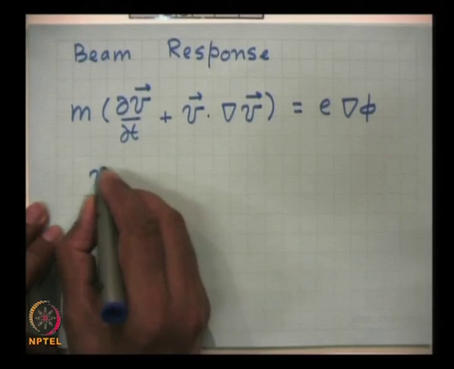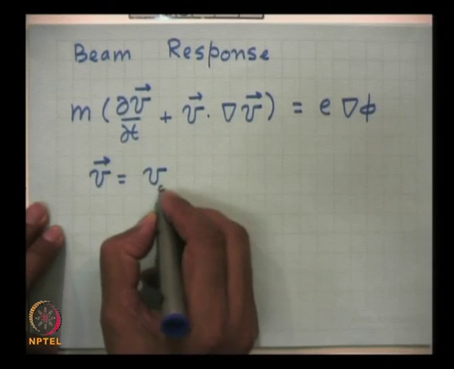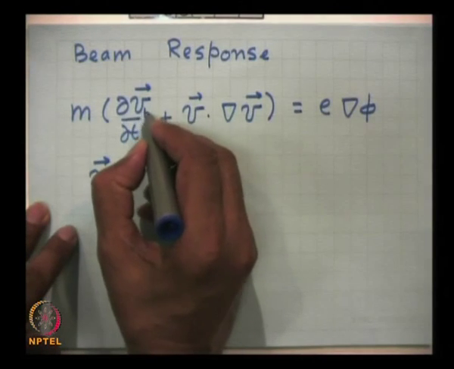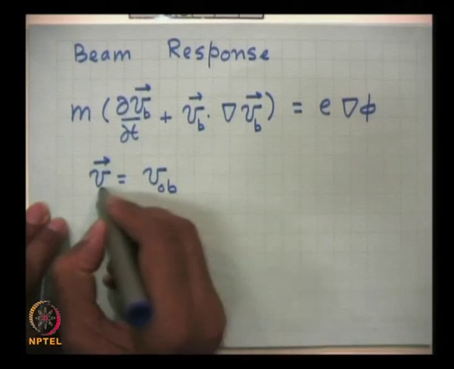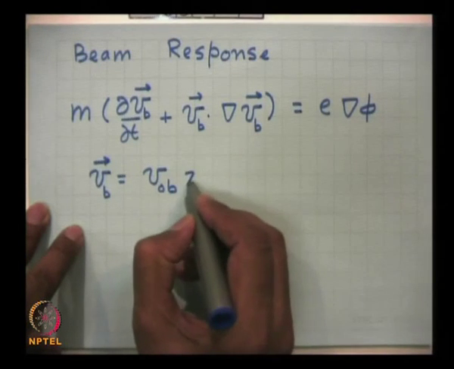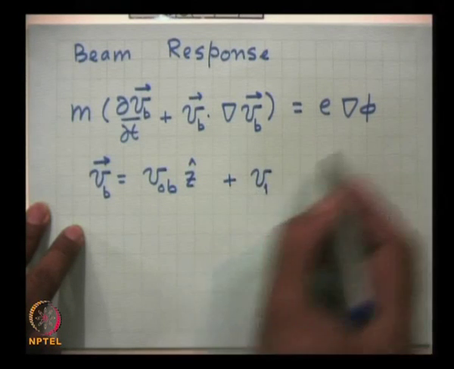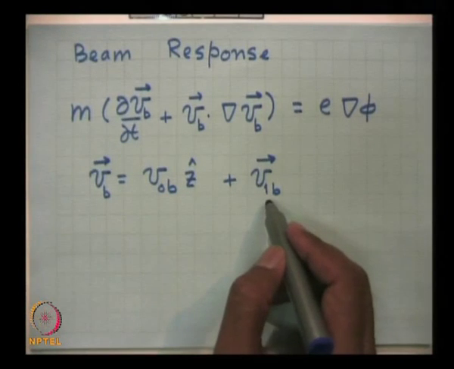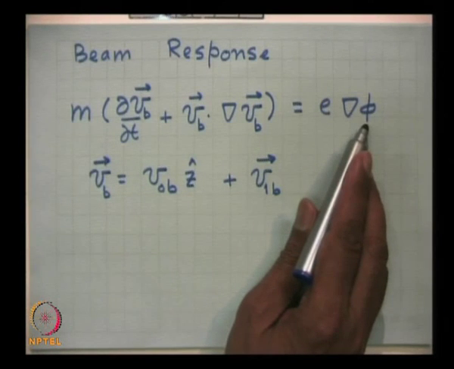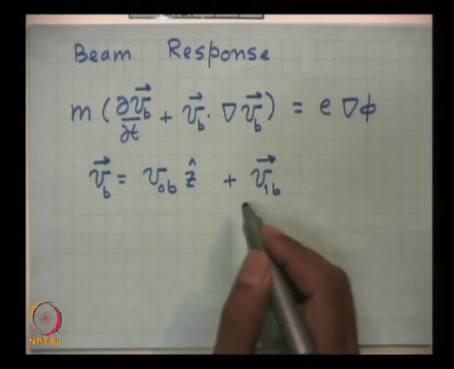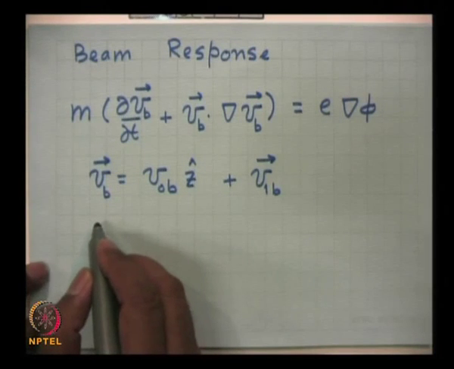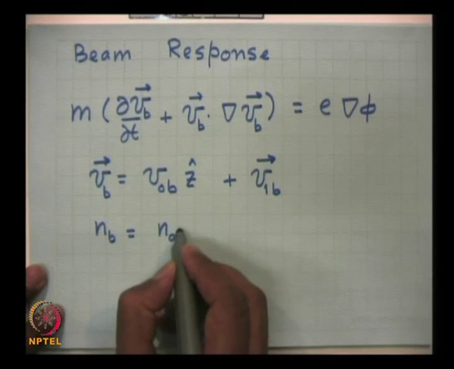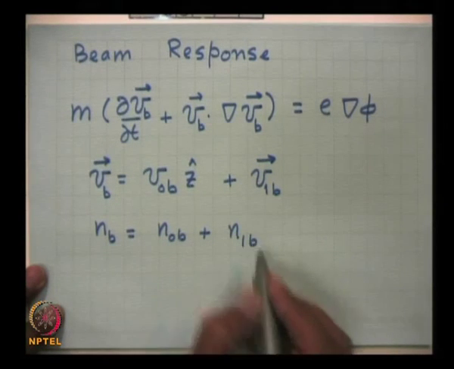So, I can write down v as the original velocity of the beam. Actually, this equation has been written for the beam, so I will use a subscript b to designate the beam quantity. So, beam velocity is equal to original beam velocity plus a change in beam velocity due to the wave. But this change is very small because it is caused by a small perturbation phi. So, any product of v1b with v1b will be ignored, and whenever we solve the equation of continuity, the density will also be expanded like this: original density plus some perturbed beam density due to the wave.